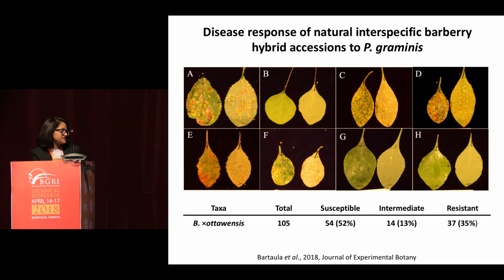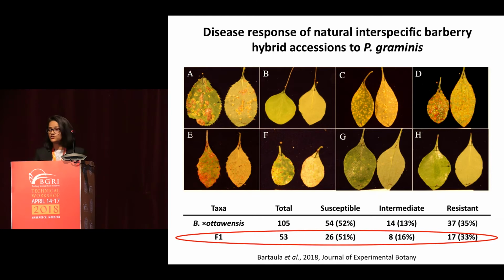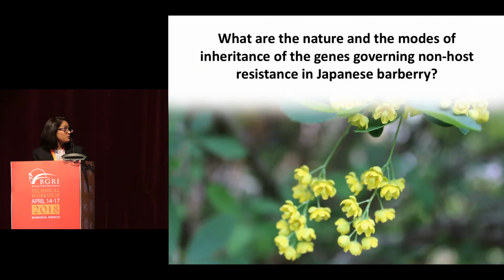And to summarize, we tested 105 hybrid plants, and out of those we found 52% of them susceptible, 35% to be resistant, and about 13% to have an intermediate response. And then we also genotyped those plants, and we found that 53 of those hybrids were true F1 hybrids, and we see a similar kind of segregation. This result was a little surprising to us because it's not very common for F1 to segregate for disease resistance. So the most important and logical question for us to ask is, what is the nature and mode of inheritance of the genes governing non-host resistance in Japanese Barberry?